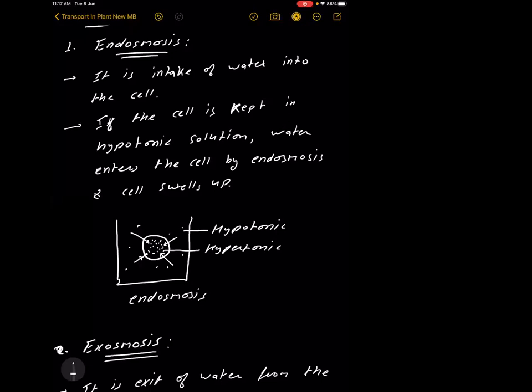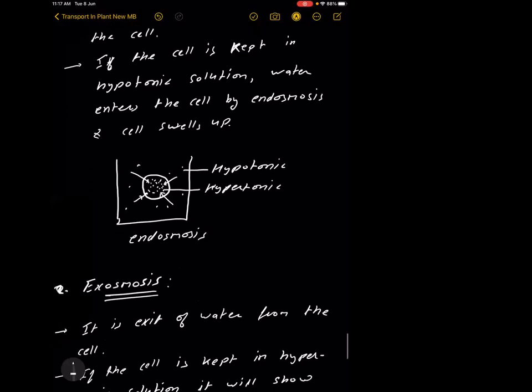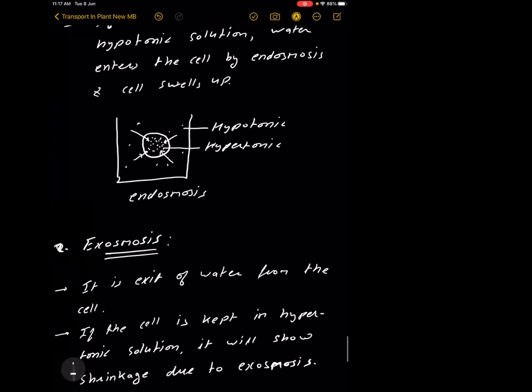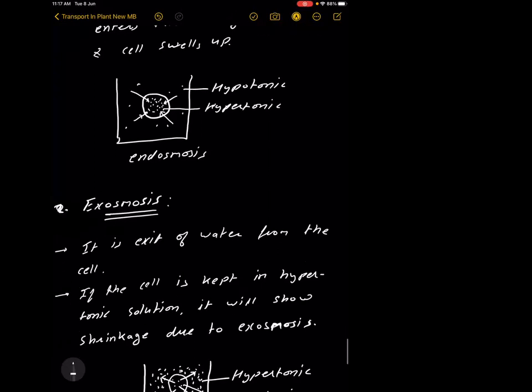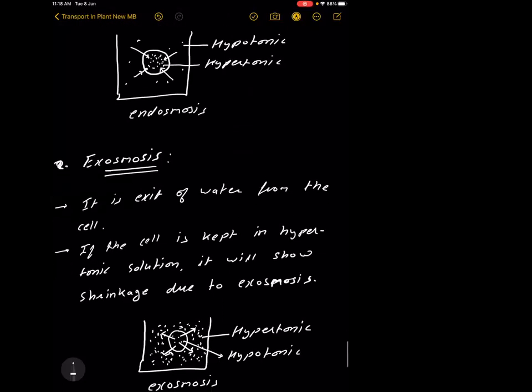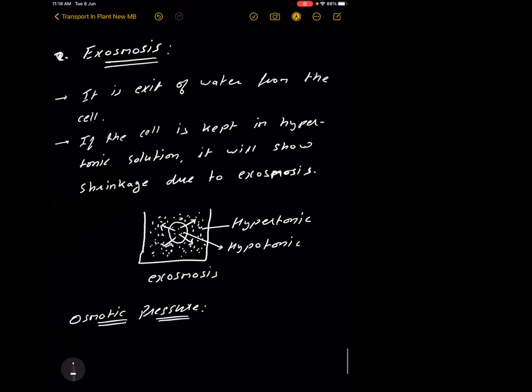This is endosmosis. I repeat this. It is intake of water into the cell. If the cell is kept in a hypotonic solution, water enters the cell by endosmosis. The cell swells up, it becomes turgid. Exosmosis means exit of water from the cell, and if you keep the cell in a hypertonic solution, water moves out. That is shrinkage of the cell. Exosmosis. Plasmolysis occurs finally.